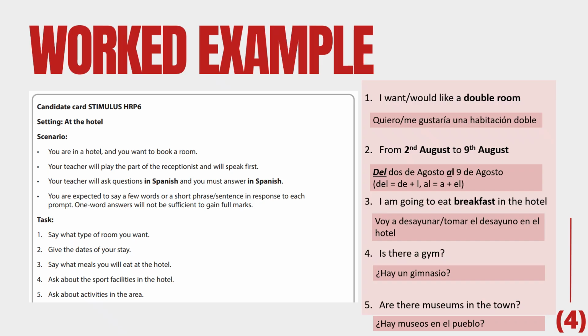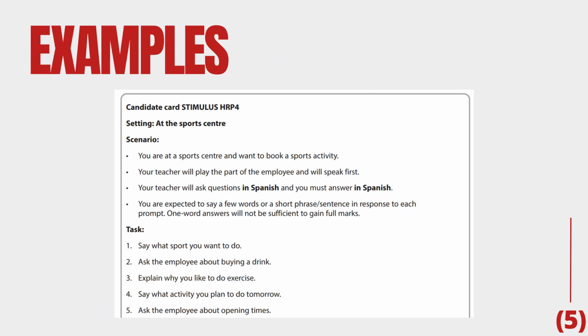So I have 2 examples here. What I suggest is, this is the first one. I suggest you pause now and write your own answers. Remember, short, to the point, try and use a verb, but keep it really short for your 2 marks. So pause the video, write your answers, and come back and I'll give you some examples, which obviously you might have written something different that would still work.